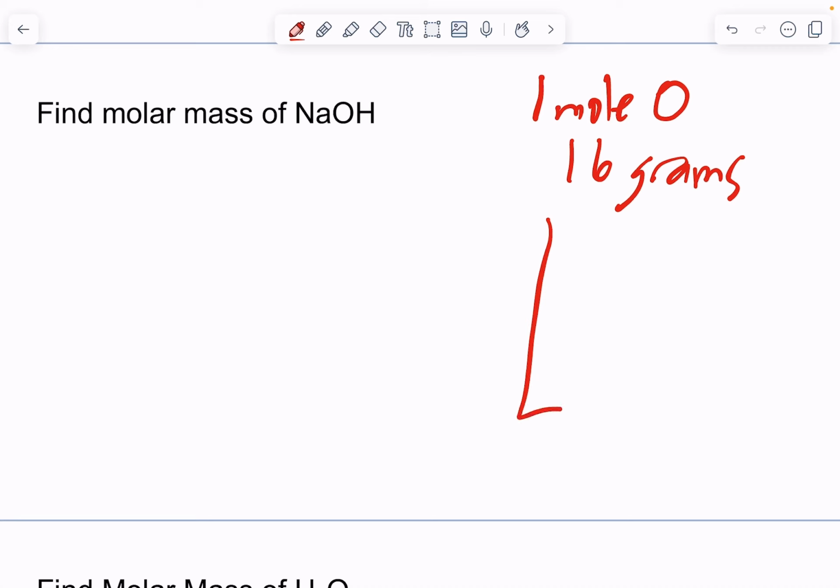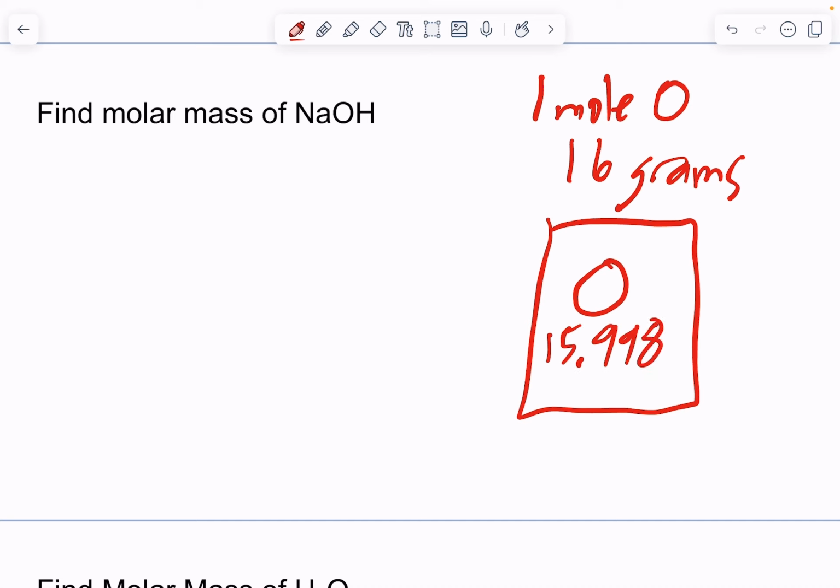If you look on a periodic table, they have these little squares. If you look at the oxygen square, just underneath it has 15.998, and obviously I rounded. That 15.998 is the molar mass. I rounded and got it to 16 grams. That's how I know the molar mass of oxygen.